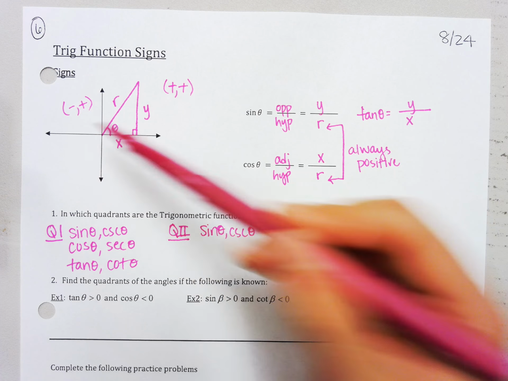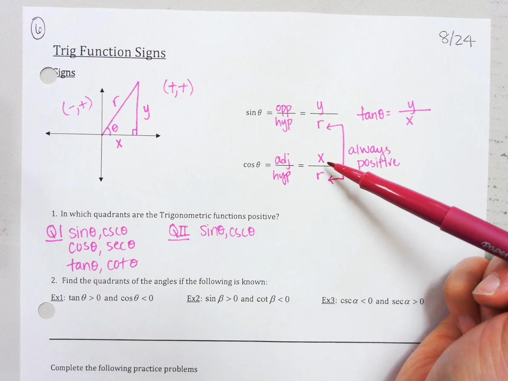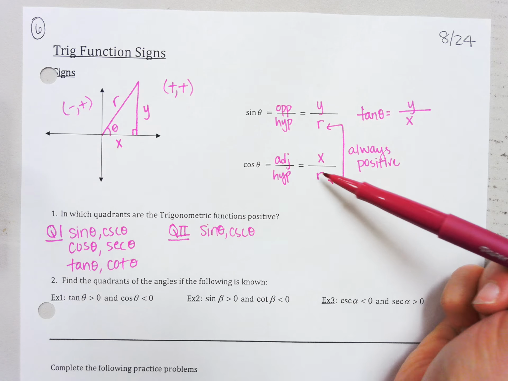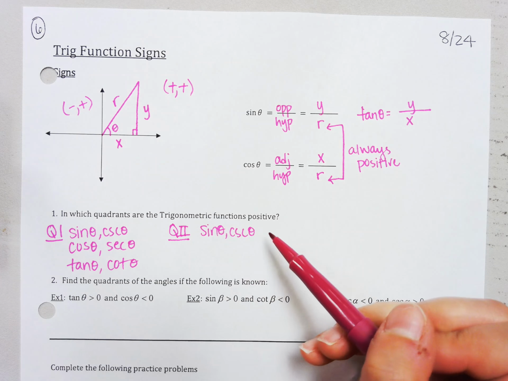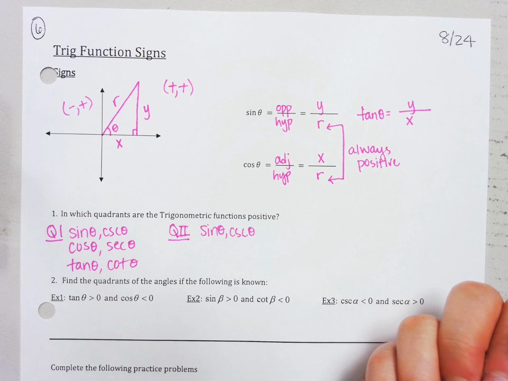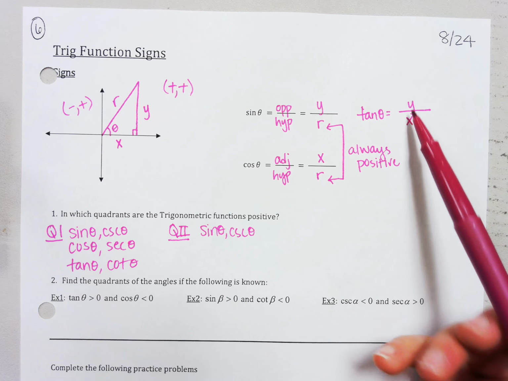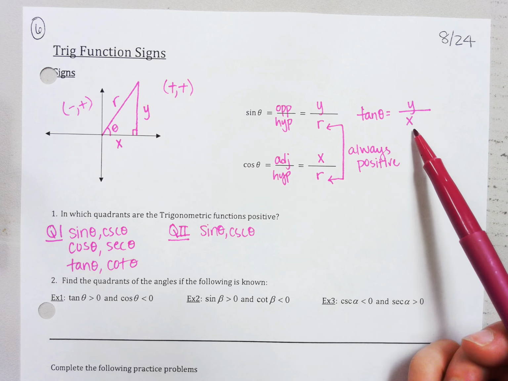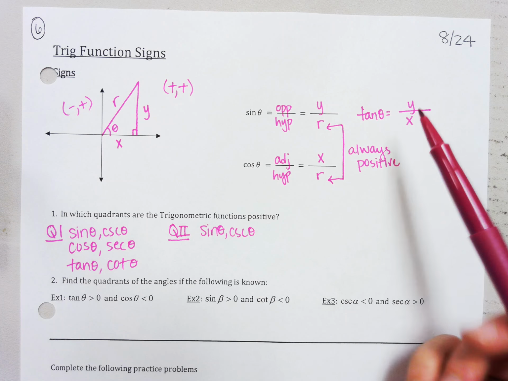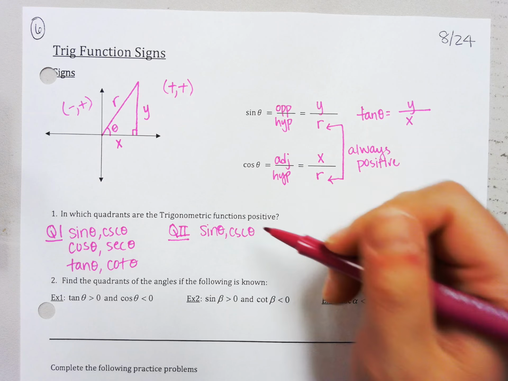Is my x value positive in quadrant 2? Definitely not. So that means that my ratio of my x value and my always positive r value is not positive. It's negative in quadrant 2, so I'm not going to list that. In our tangent, well, if tangent is y over x and y is positive and x is negative, that means that this ratio is going to be negative. So we are going to have a negative tangent value in quadrant 2.